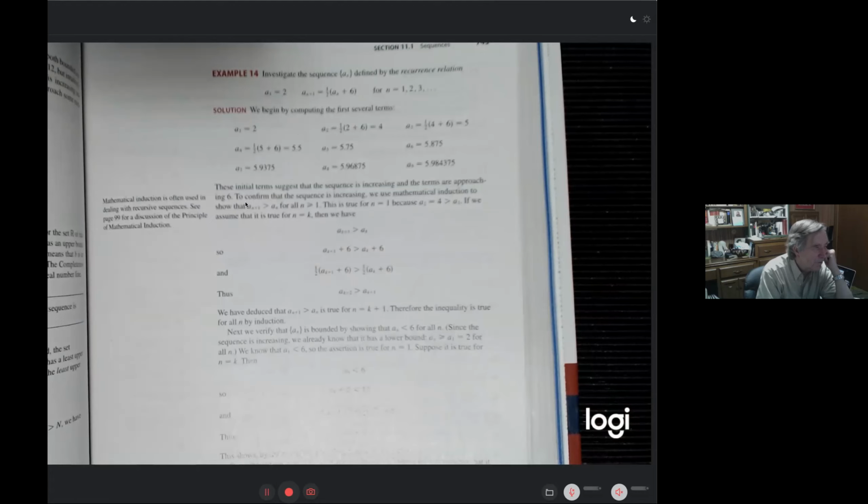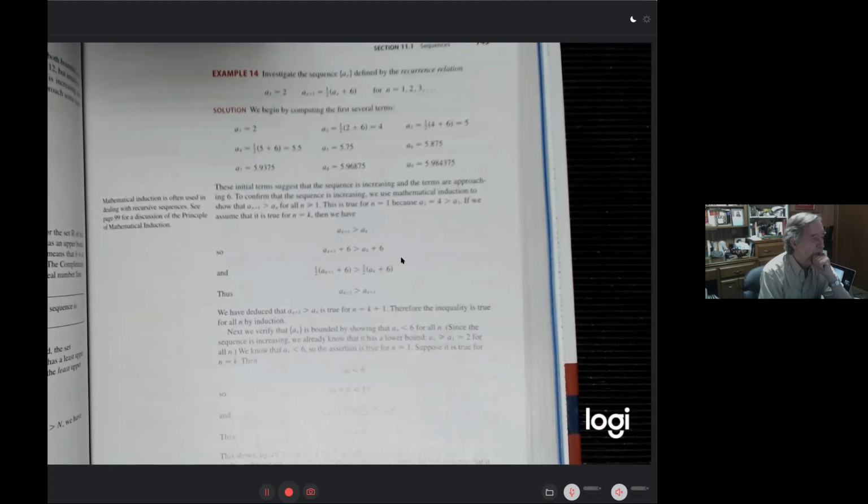So to confirm the sequence is increasing, use mathematical induction. This is another way to prove a sequence is increasing. What did we do before? We did a direct method in that one example a couple of pages back. We also changed the function to a real valued function and took a derivative. And now we're doing a third thing, which is to prove what we believe by mathematical induction.